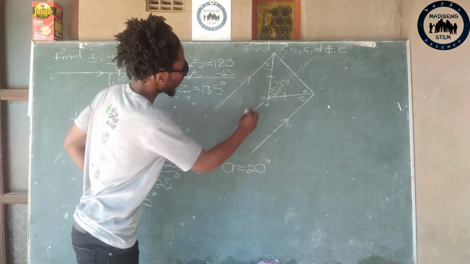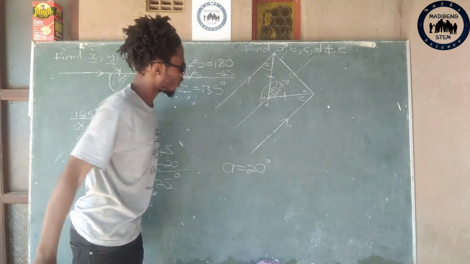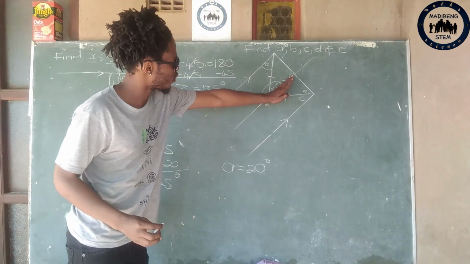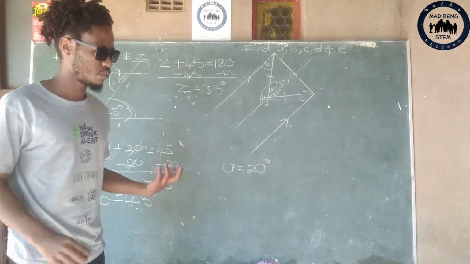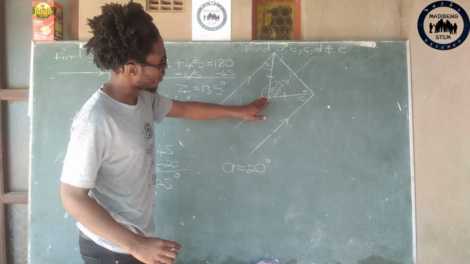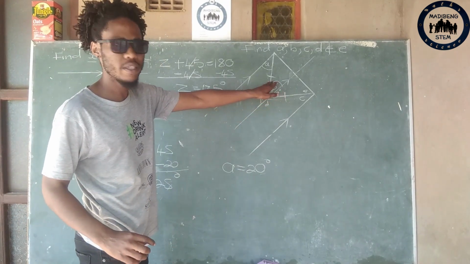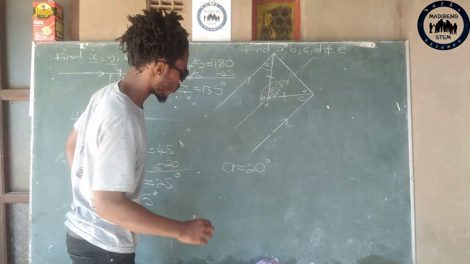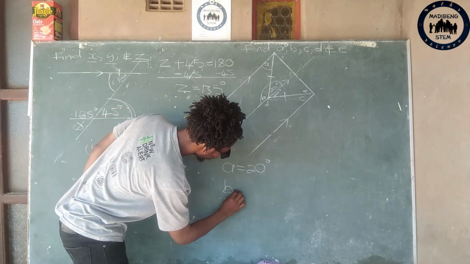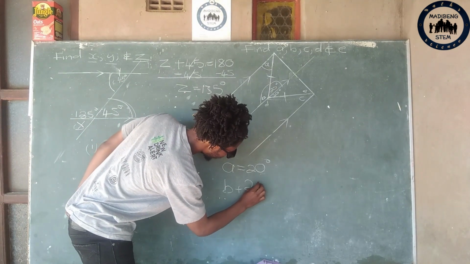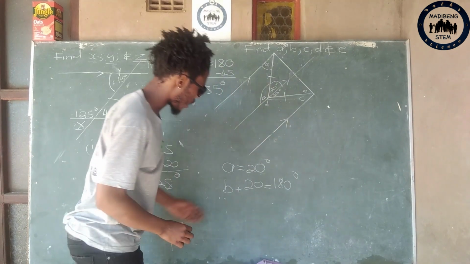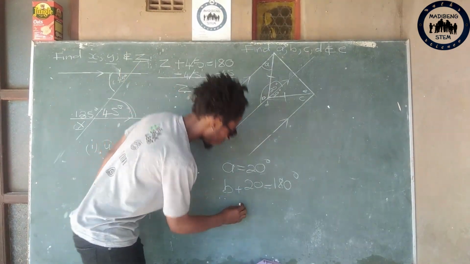So let's go ahead and find this B. They want us to find B. We can see B is on a straight line, and the sum of angles on a straight line is equal to 180 degrees. So now we add B plus 20 and equate it to 180 degrees because they add up to 180 degrees. Now it's B plus 20 is equal to 180 degrees. Now we subtract 20 from both sides.